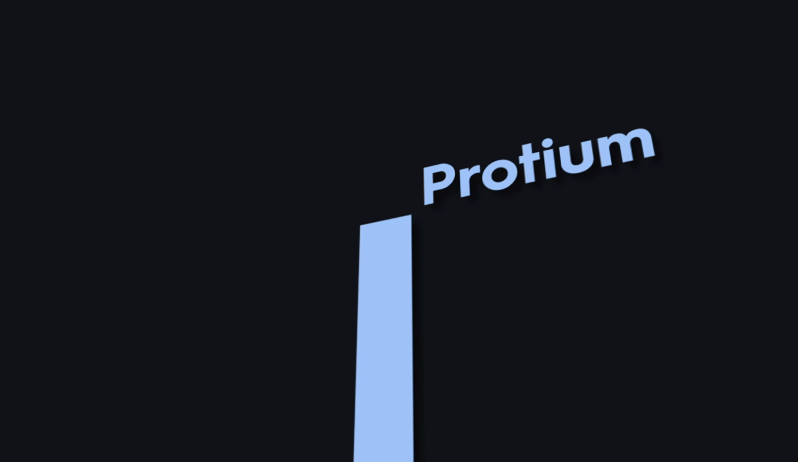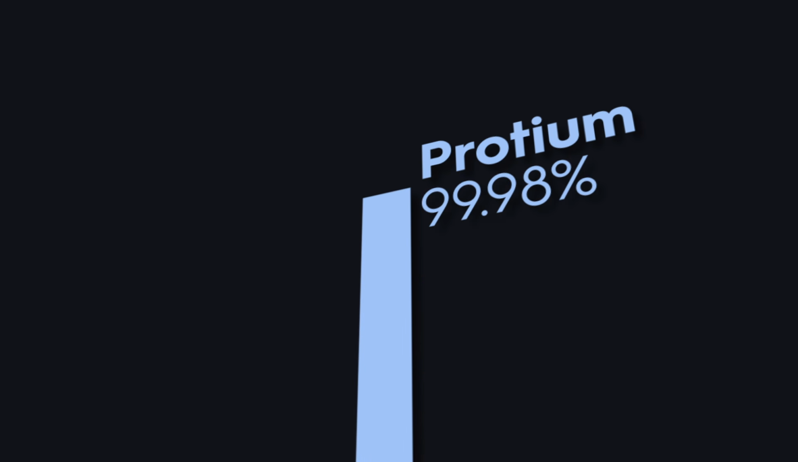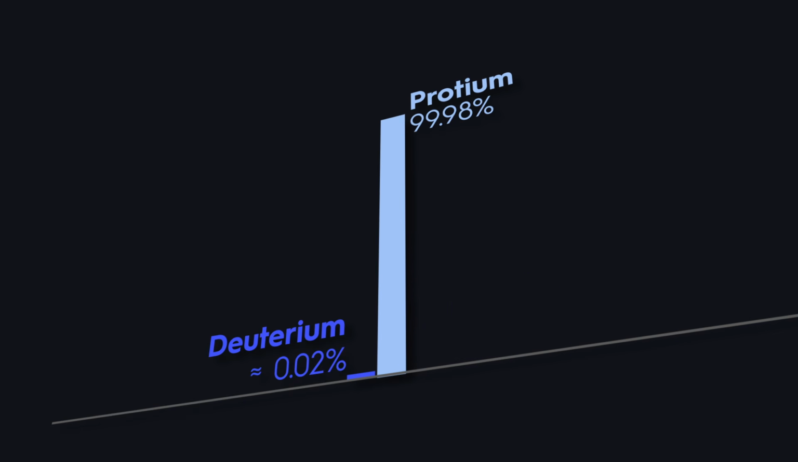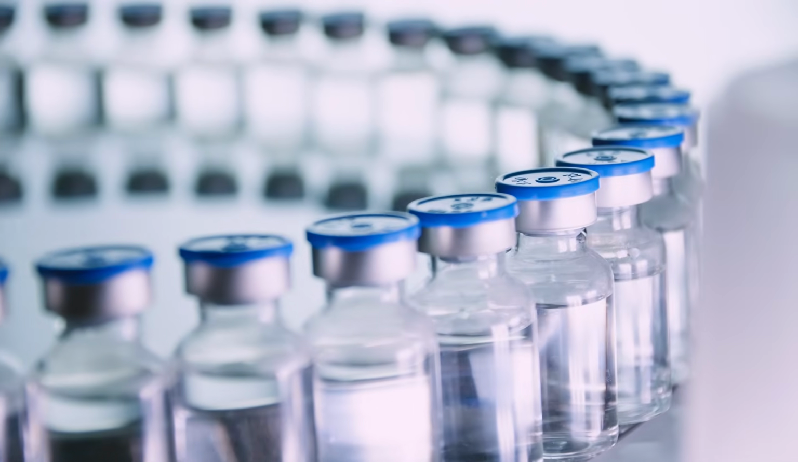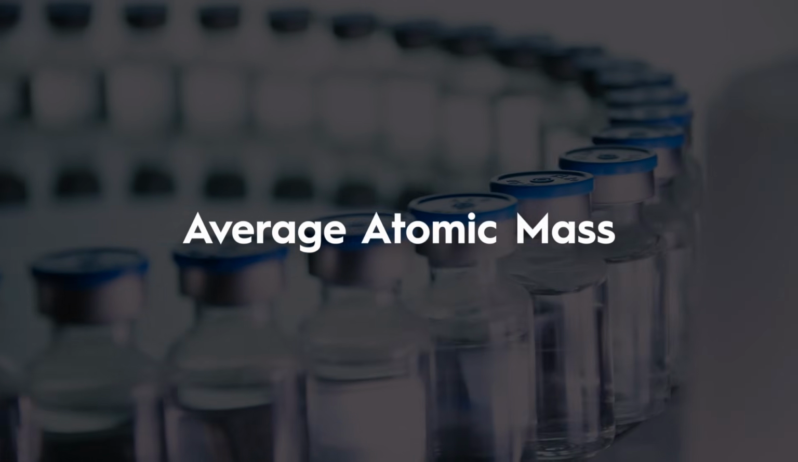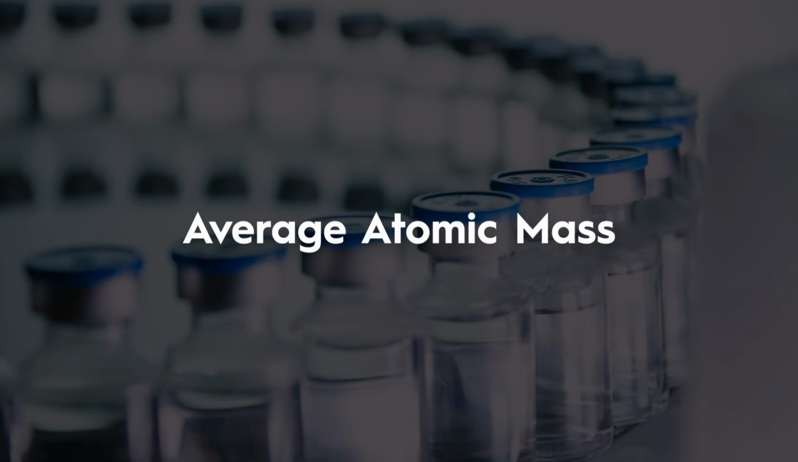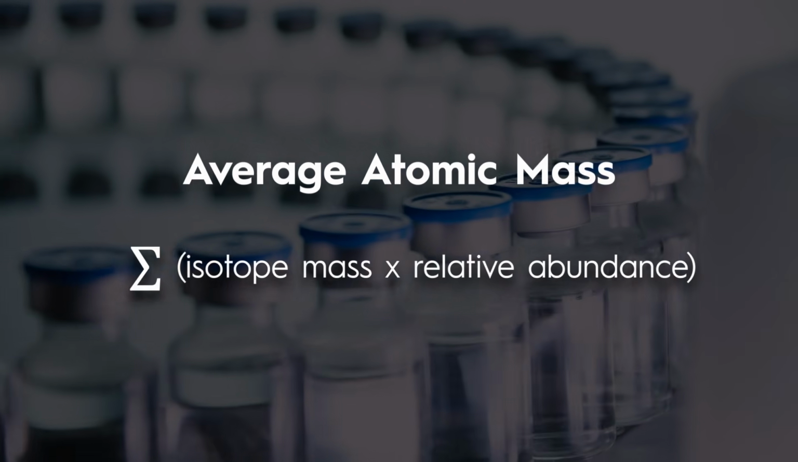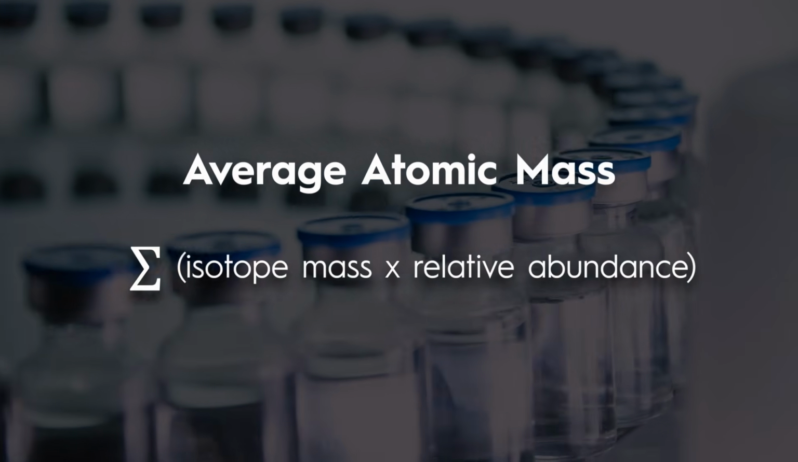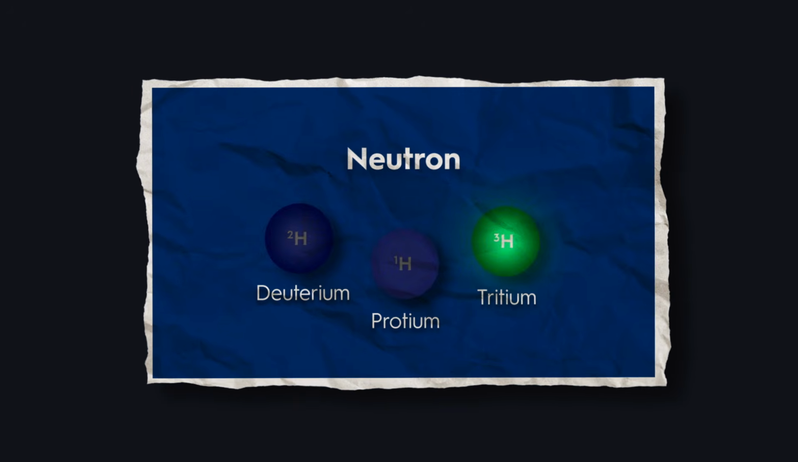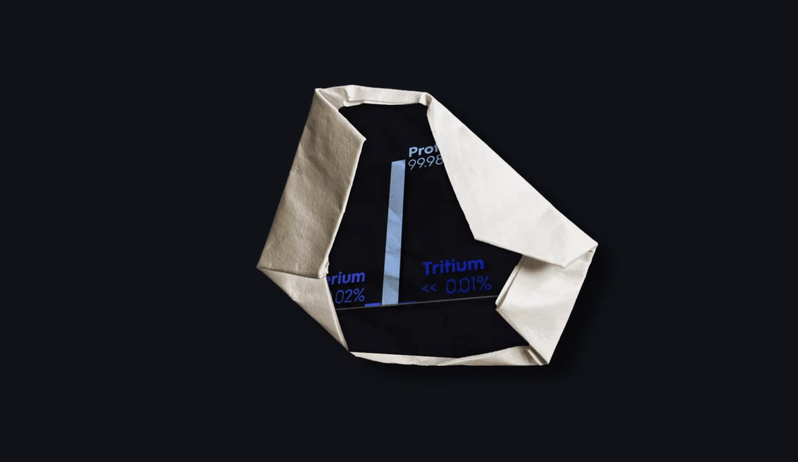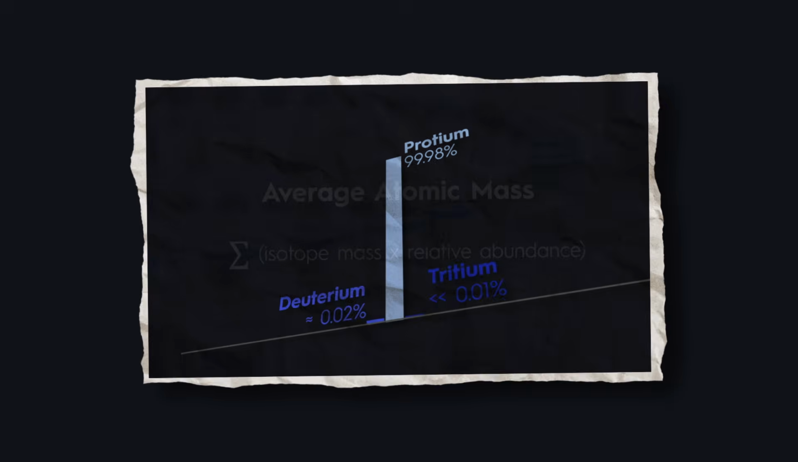In fact, nearly every hydrogen atom you meet is protium, about 99.98%. Deuterium is rare, while tritium is even rarer. Because a sample is a mix of isotopes, scientists list a single average mass on the periodic table. They multiply each isotope's mass by its abundance and add the results, a weighted average. We just met protium, deuterium, and tritium, and saw how abundance turns their masses into one average.